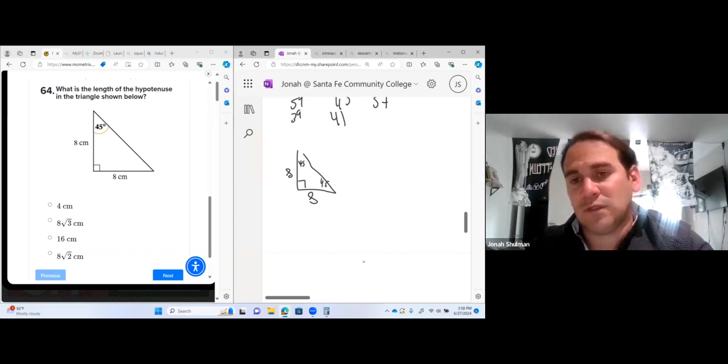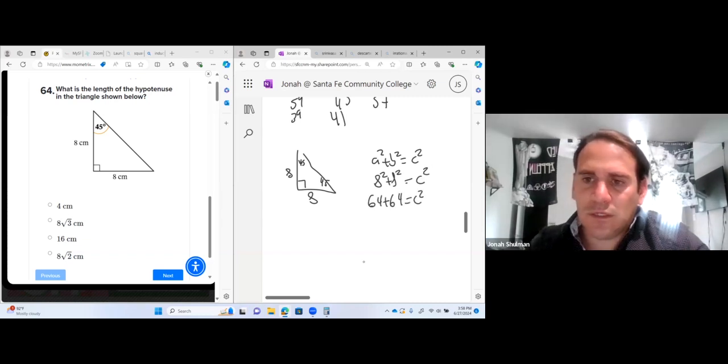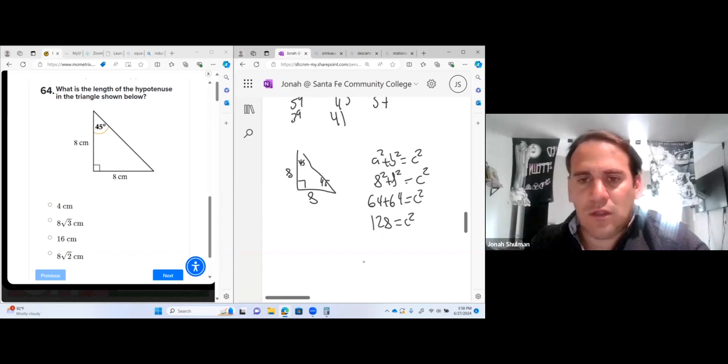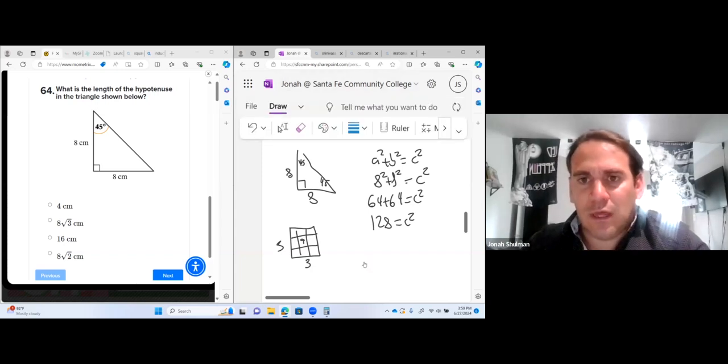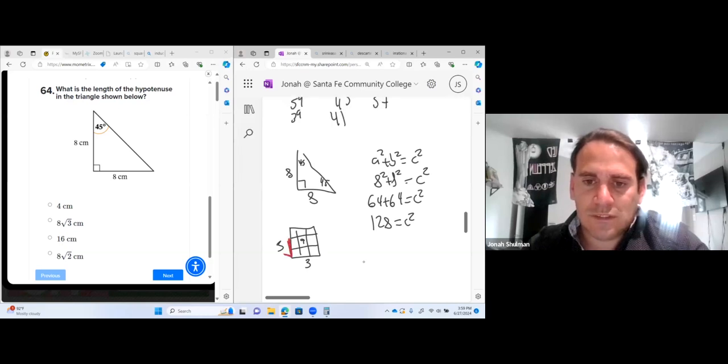So you can think about this as a squared plus b squared equals c squared. So this is 8 squared plus 8 squared equals c squared. 64 plus 64 equals c squared. So that's 128 equals c squared. And then to get rid of a square, you get rid of a square. Like we used this one before, the 3 by 3 square. So if I have a square of area 9, 3 by 3 is 9, right? Now, if I want to get rid of that, all I have to do is take what's called the square root or side of square.